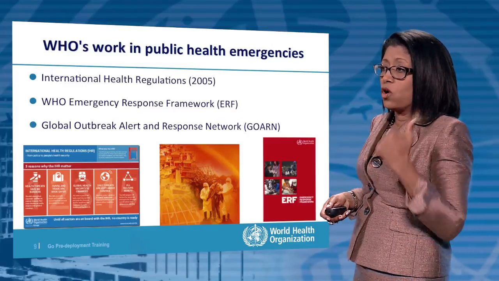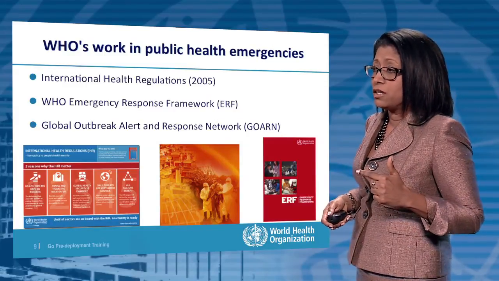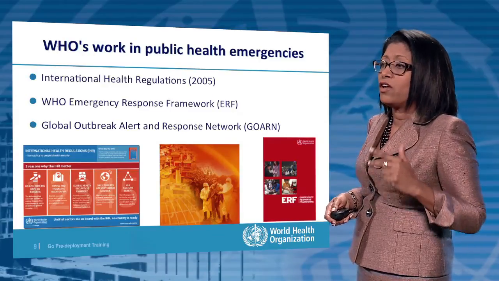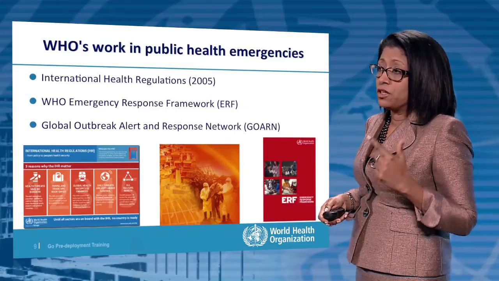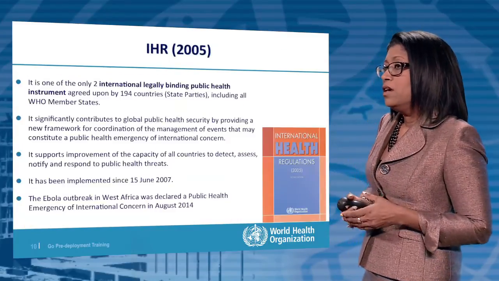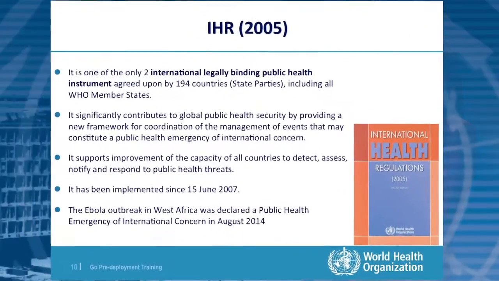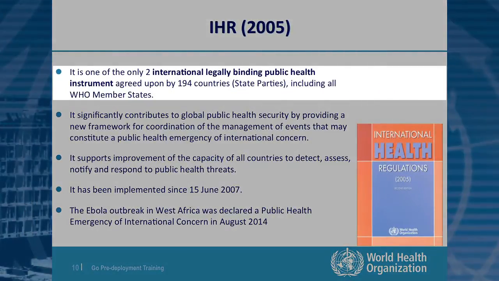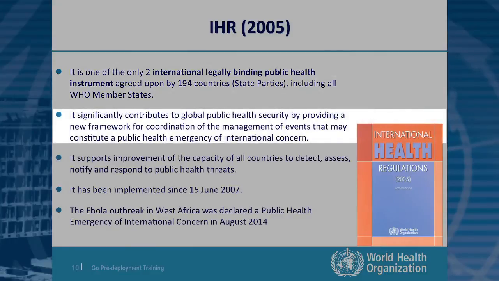So these three entities, one an international piece of law, the second an internal WHO operational framework, and third a very important network for outbreak response, are three important aspects I really want you to know about. The International Health Regulations, very, very important. This is one of only two internationally legally binding public health instruments agreed by member states. This one has been ratified by 194 countries or state parties, including all WHO member states. It significantly contributes to global public health security by providing a new framework for the coordination of the management of events that may constitute a public health emergency of international concern.